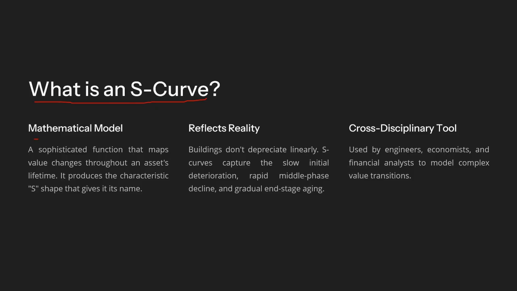If we try to learn it from a mathematical model, it is a sophisticated function that maps value changes throughout an asset's lifetime. It produces a characteristic S shape that gives it its name. It reflects reality. Basically, buildings do not depreciate linearly. So the S curve captures the slow initial deterioration, rapid middle phase decline, and gradual end stage phase.